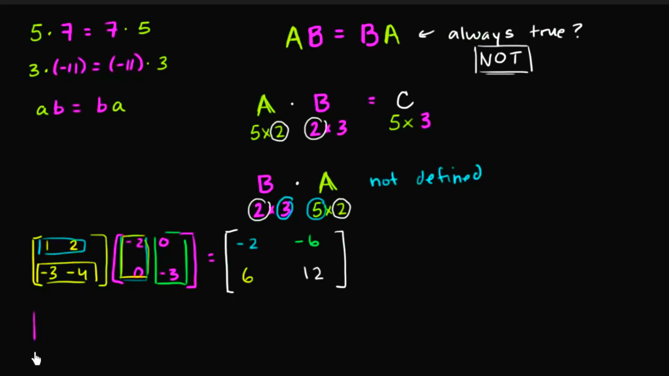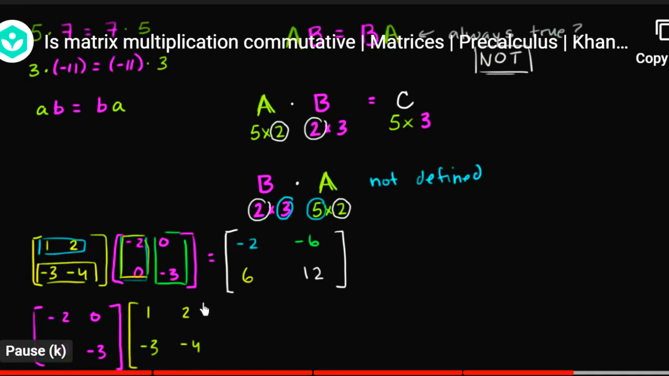What if we were to multiply -2, 0, 0, -3 times 1, 2, -3, -4? Okay, so this is good to pay attention to. In this case, it's a 2x2 times a 2x2. So it doesn't matter if we multiply A times B or B times A, it is valid either way because all the numbers are 2s. The middle numbers are 2s, the outside numbers are 2s.